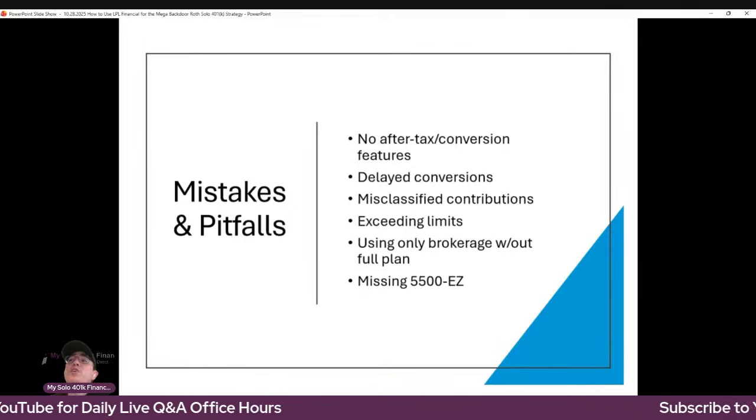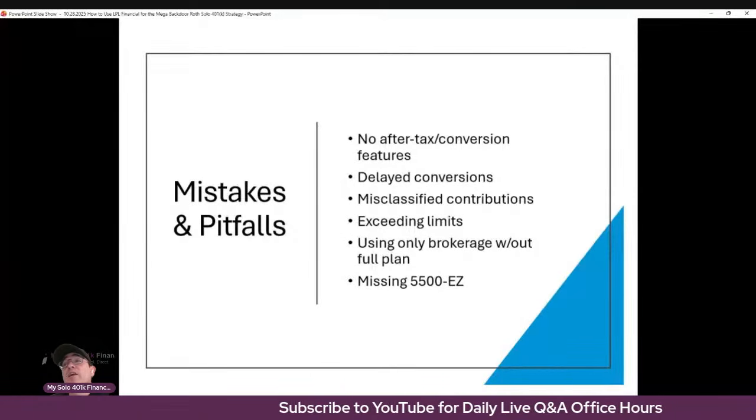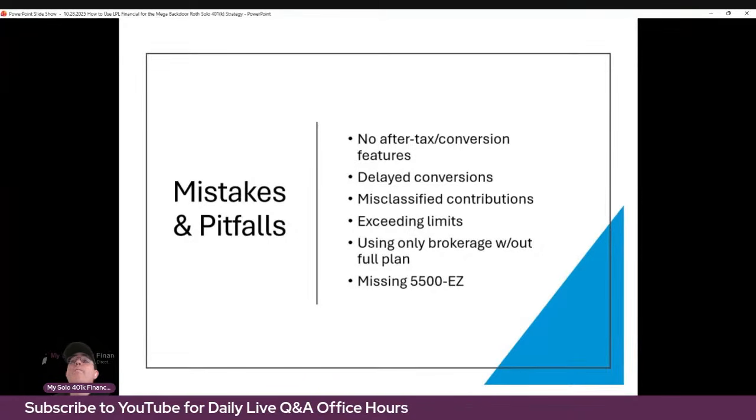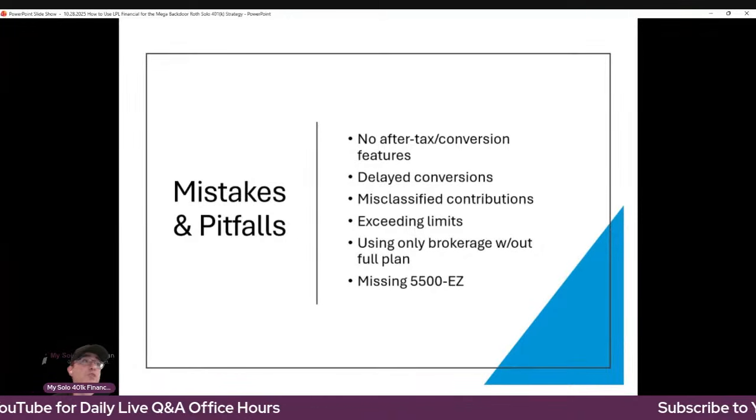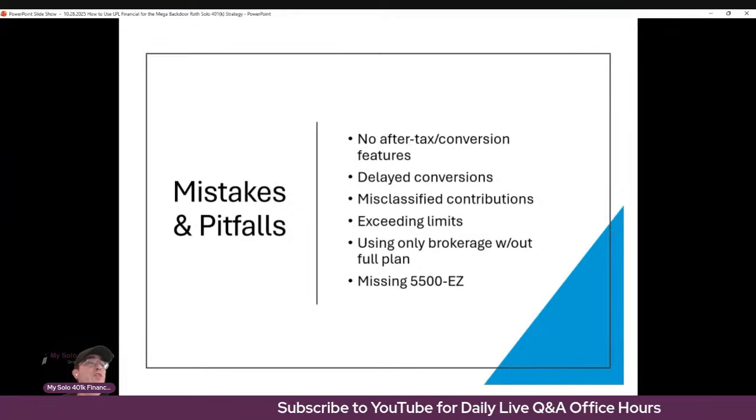Misclassifying contributions, exceeding limits, using only a brokerage account without, again, the plan documents that you need to govern that account that will allow for those Mega Backdoor Roth Solo 401k contributions, missing the 5500-EZ filing once the value exceeds $250,000.